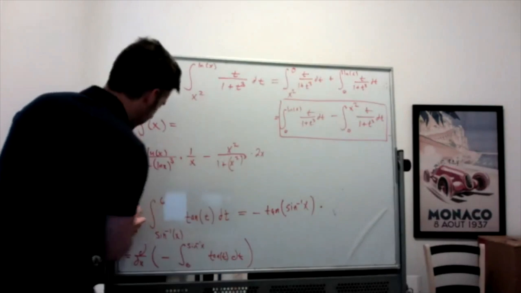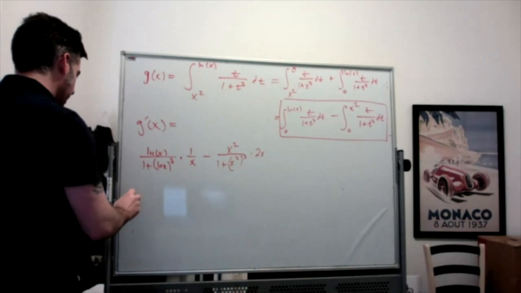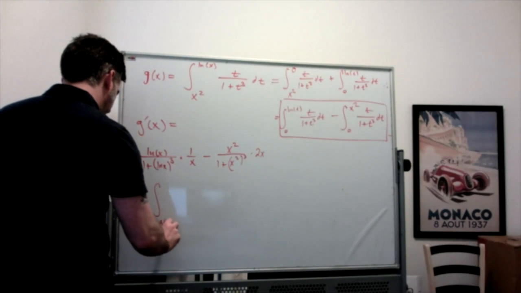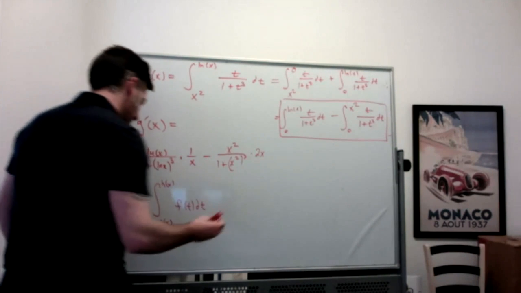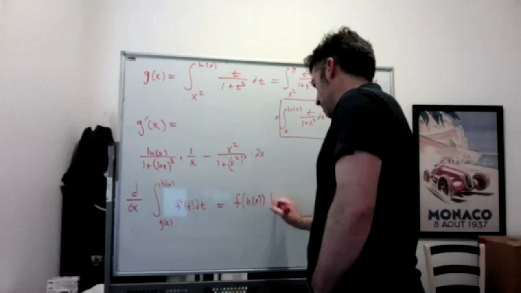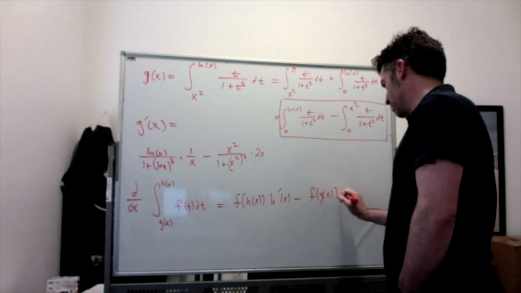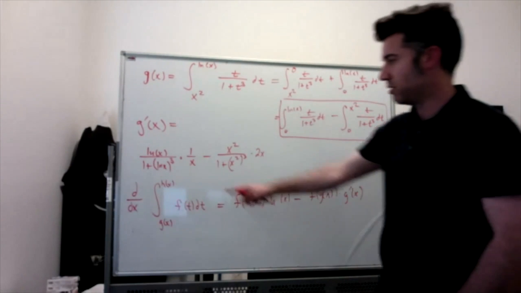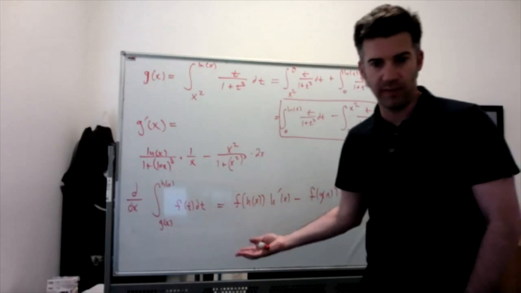So the very, very general formula for this kind of fundamental theorem of calculus part 1 is that the derivative of the integral from g of x to h of x of f of t dt is f of h of x times h prime of x minus f of g of x times g prime of x. Or basically plug in the top thing, multiply by its derivative, subtract, plug in the bottom thing, multiply by its derivative, you're done.